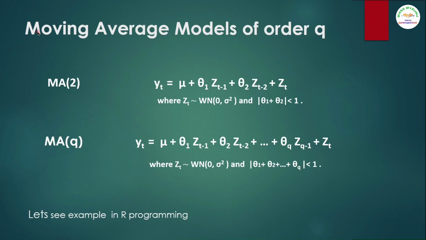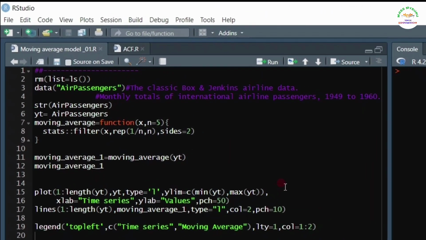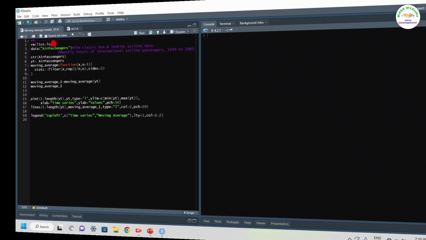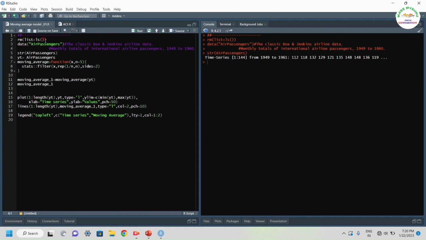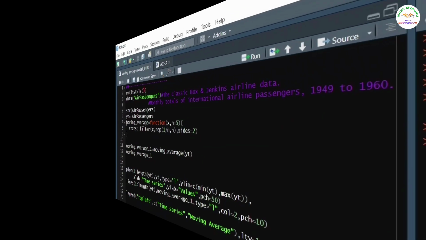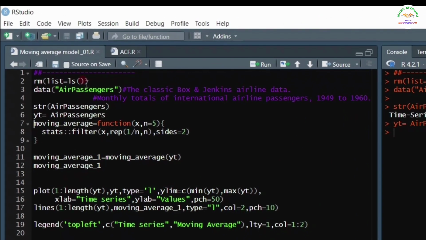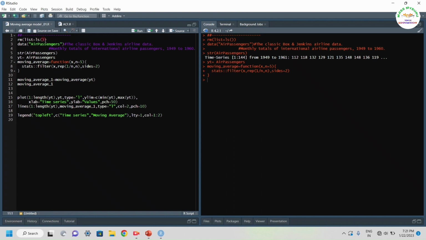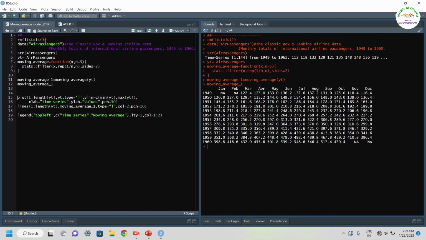Let's see an example in R programming. Here we are going to make use of the inbuilt data set AirPassengers, monthly totals of international airline passengers from 1949 to 1960. The structure of the data is seen, 112, 113 number of passengers. Let that be defined by yt. Then we define the moving average using the inbuilt function stats filter of x, comma, replicate 1 by n comma n times, sides equal to 2, to get the moving average. Defining moving average 1 equal to the value of moving average, we replace the function with yt. The moving average we got is the 5-year moving average.